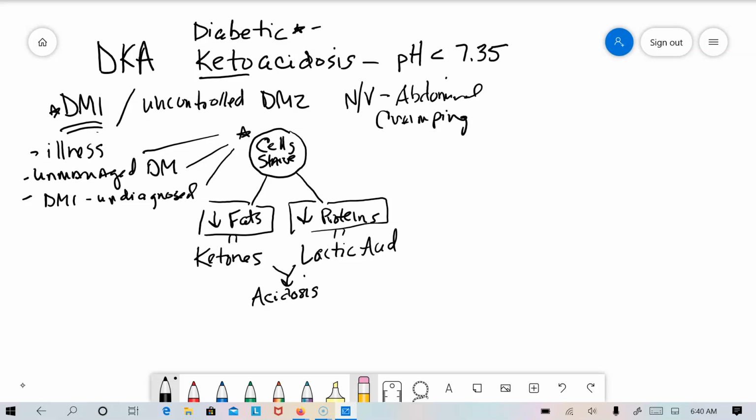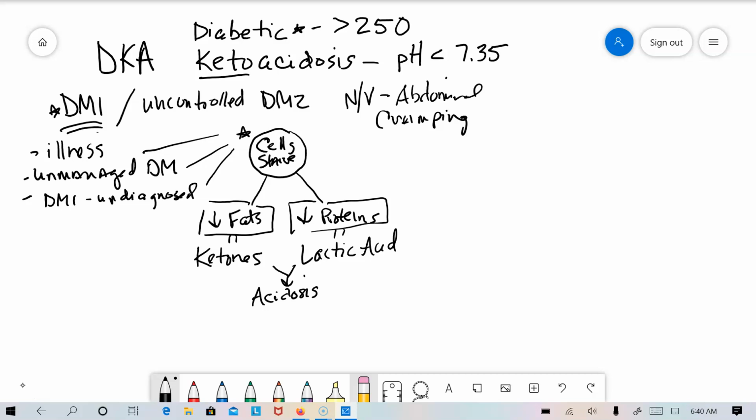In terms of the diabetic aspect of hyperglycemia, they're going to have blood sugars that are typically greater than 250. This isn't as high as another condition, say, HHNS, but that is a different story altogether. So you have a patient that presents.